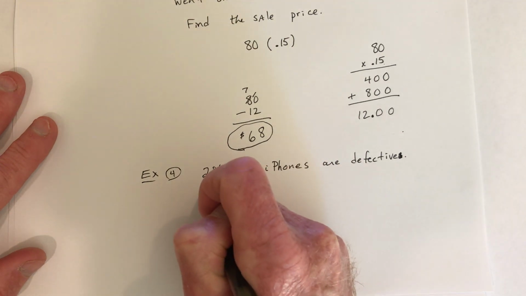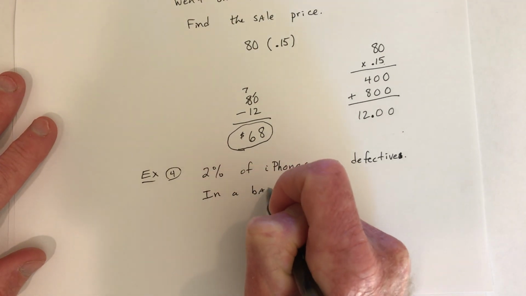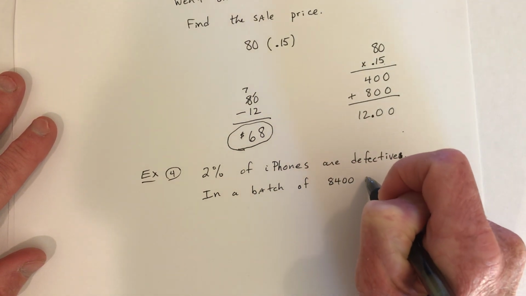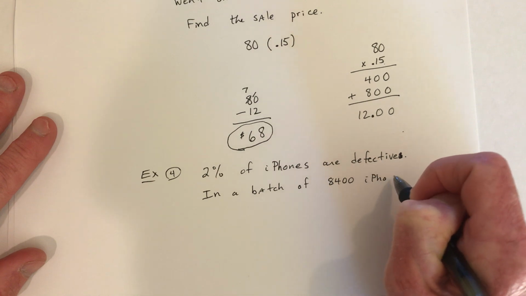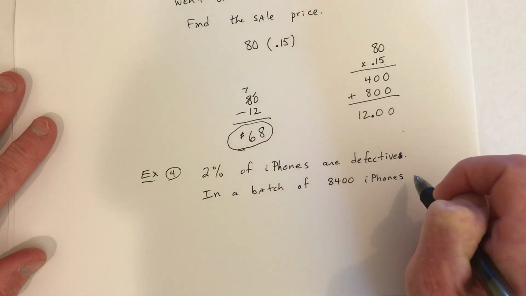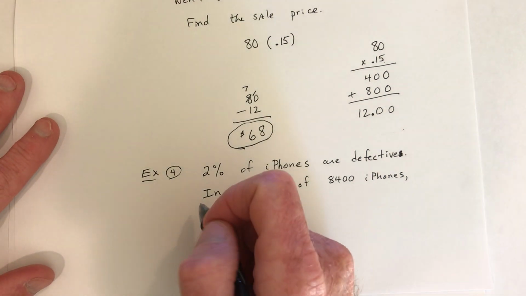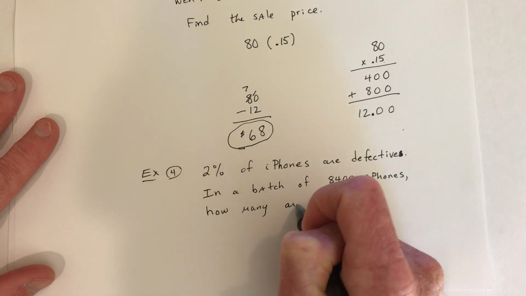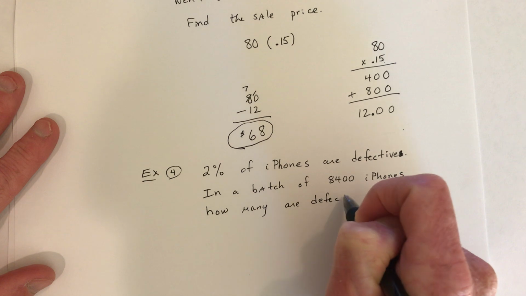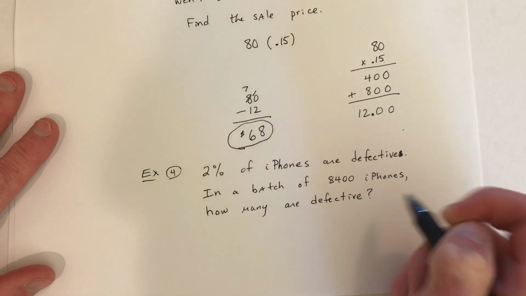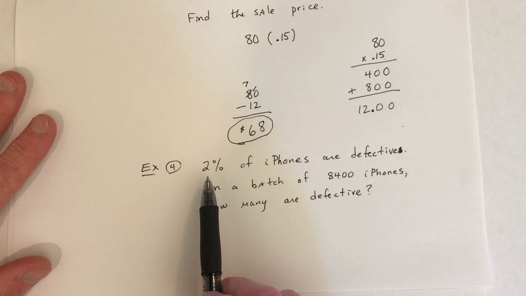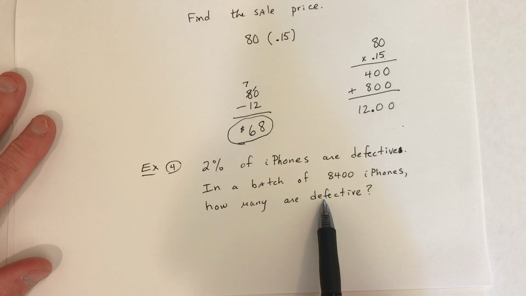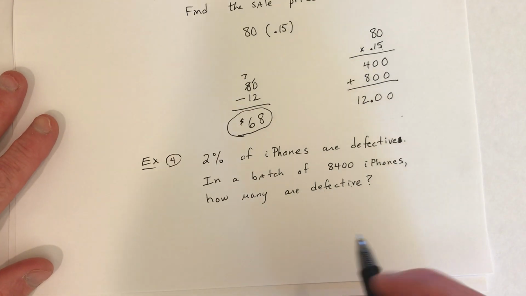And then suppose there's a batch of 8,400 iPhones. So they had a pretty busy day. They produced 8,400 iPhones. How many do you think are defective? So basically we just need to find 2% of the 8,400, and because this is saying defective and this is saying defective, that's all we need to do.